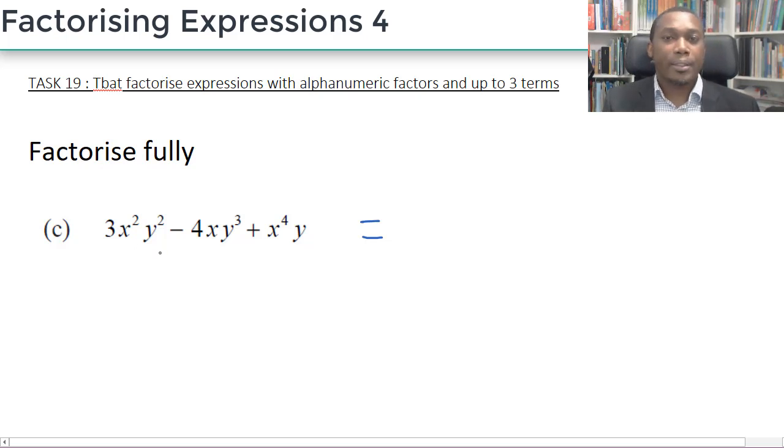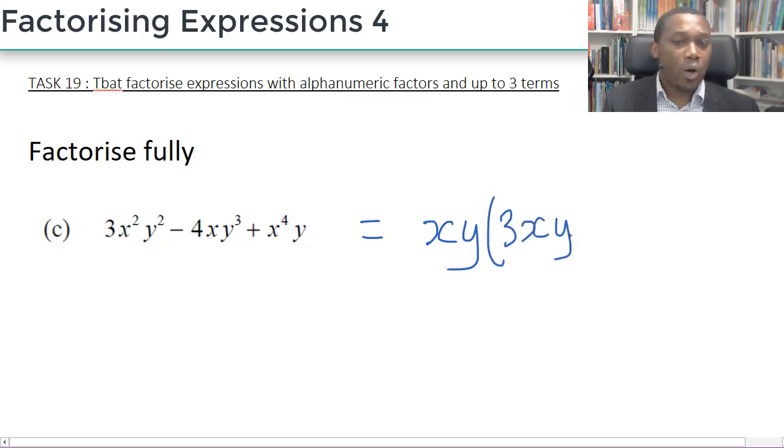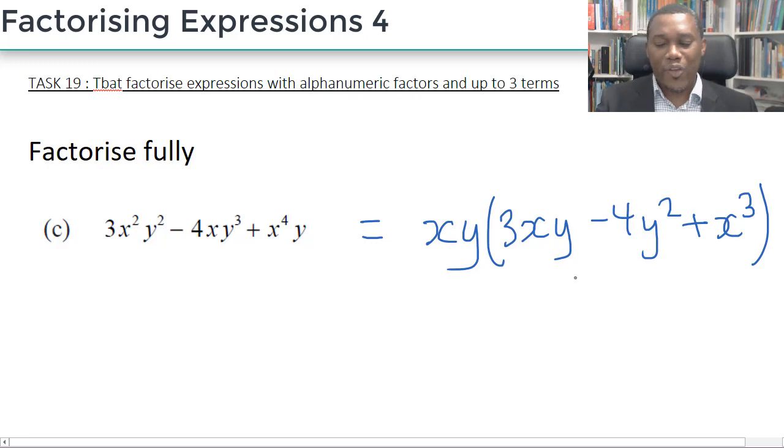So you paused, you had to go. The answer for C, the common factor is xy. There's no numbers in common. And in the brackets, 3xy, take away 4y squared, plus x cubed. You always have to be double checking. That is the answer you should have had.